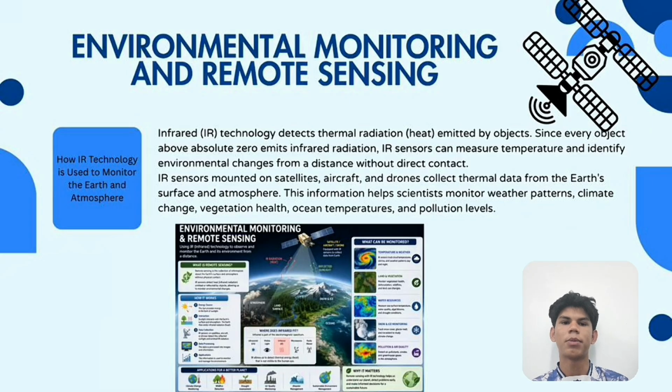These sensors collect thermal data from the Earth's surface and atmosphere. The information gathered helps scientists monitor weather patterns, climate change, vegetation health, ocean temperatures, and pollution levels. As a result, IR technology plays an important role in understanding and protecting our environment.